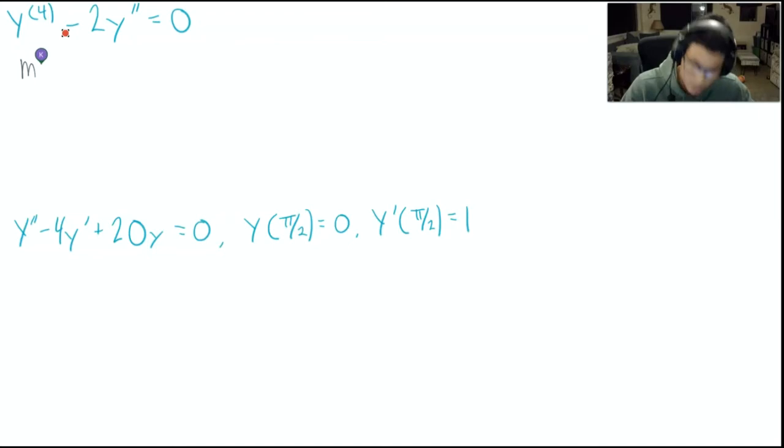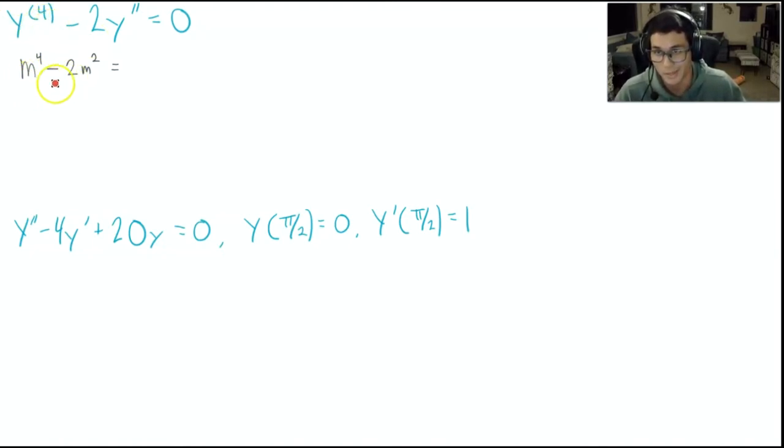So m to the power 4 minus 2m squared. What we've done is we're making a comparison here where we say, well, this is a differential equation and now we have a polynomial. And everyone can do polynomials, right? This is just algebra 2. So what we want to do is find the roots of this polynomial.